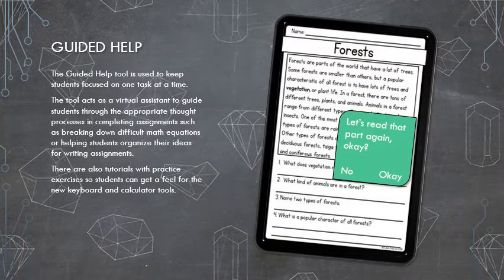Guided help. This is another tool that's used to keep students focused on one task at a time. The tool acts as a virtual assistant to guide students through the appropriate thought processes and completing assignments, such as breaking down difficult math equations or helping students organize their ideas for writing assignments. There are also tutorials with practice exercises so students can get a feel for the new keyboard and calculator tools.